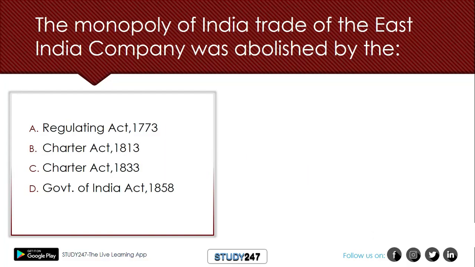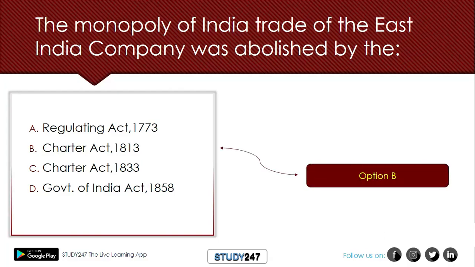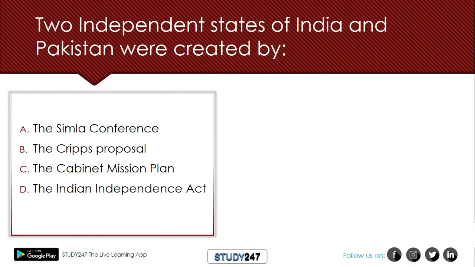Next. The monopoly of India trade of the East India Company was abolished by the Option A. Regulating Act 1773. Option B. Charter Act 1813. Option C. Charter Act 1833. Option D. Government of India Act 1858. So, the correct answer is option B. Charter Act 1813.